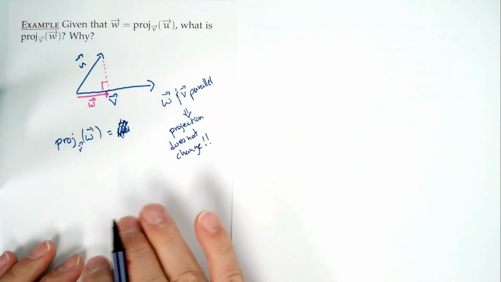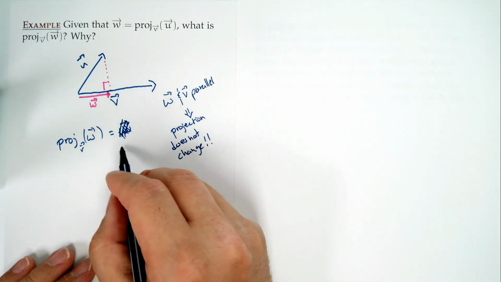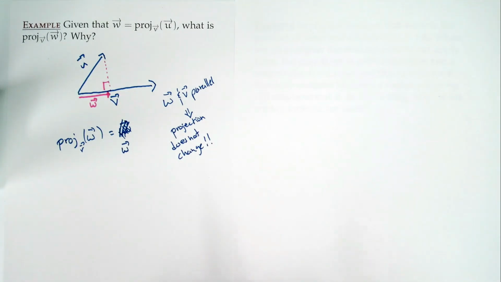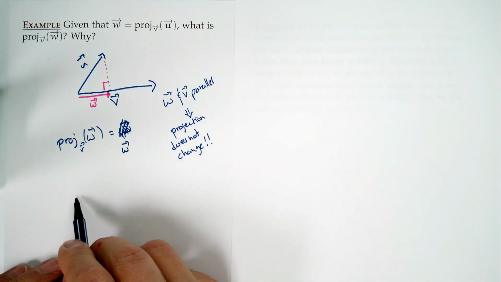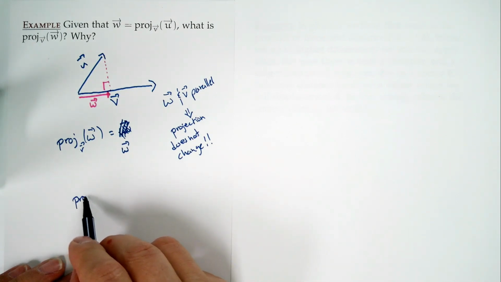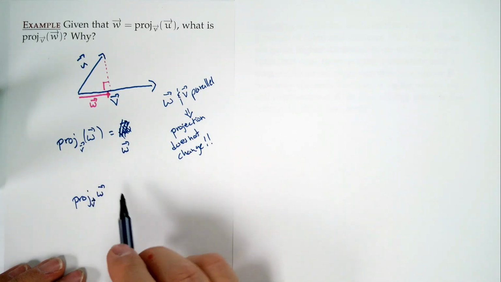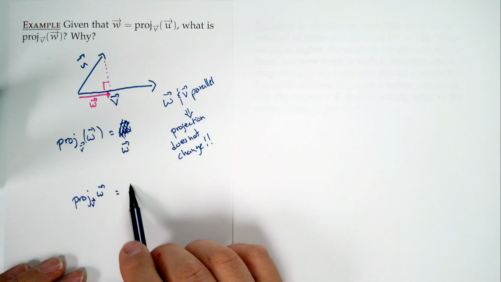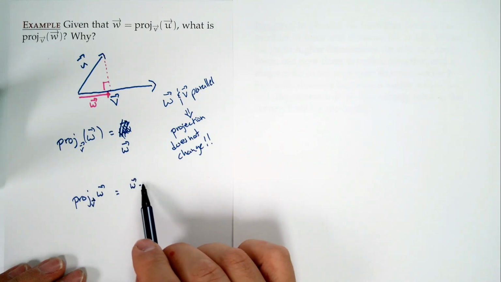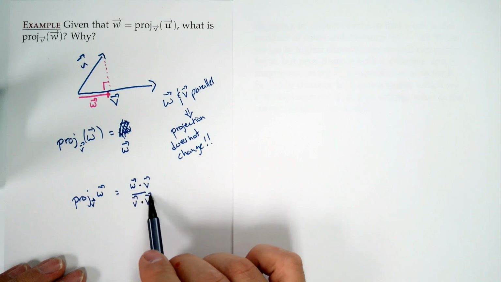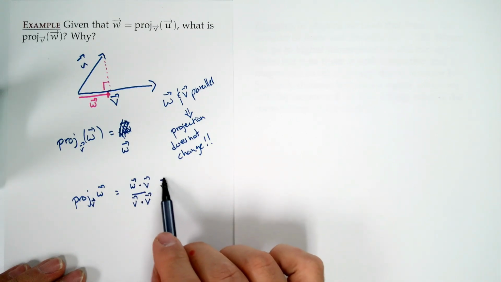And so in particular, we get that the answer, no, it's not triple U, it's just W. Now, could we see that from the formula? Well, let's take a look at the formula. So the projection of W onto V is equal to W dot V over V dot V times V.